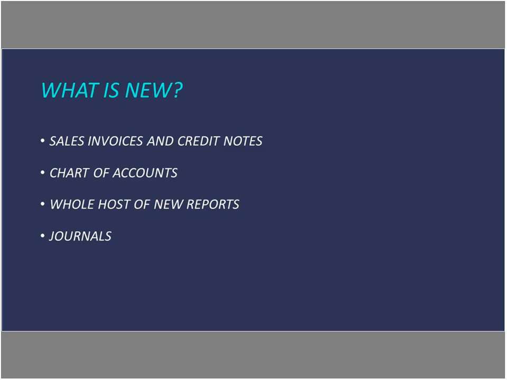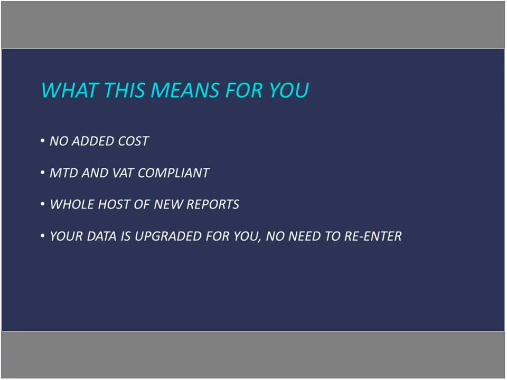So what I'm going to do is just run into the final part of today's webinar, which shows what this means for you. So here are a number of examples about what you'll be able to gain from the new piece of software. Firstly, there is no added cost with the upgrade, so what you're paying right now is what you'll pay for Sage Business Cloud Accounting Start. You'll be Making Tax Digital and VAT compliant ready for the 1st of April 2019 if you are VAT registered. You'll have more flexibility and options available for processing within your program, and also your data will be upgraded for you. It'll be done so automatically as well, so all your data will be as it was.